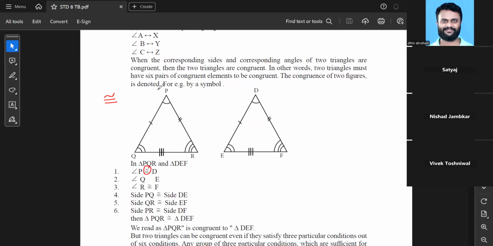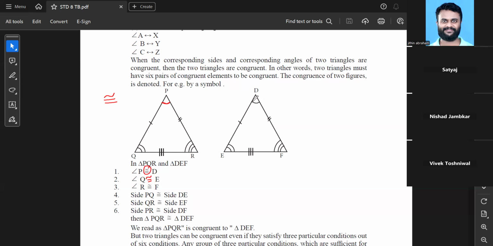in this case, angle P is congruent to angle D. That's what they have written. Angle P is congruent to angle D. And angle Q is congruent to angle E. Hence, angle Q is congruent to angle E. And similarly, angle R is congruent to angle F. Now, if they are congruent, how do we show in the figure that they are congruent? We can show some kind of marks. For example, in this case, what they have done, they have covered this angle with an arc. They have drawn an arc over here.